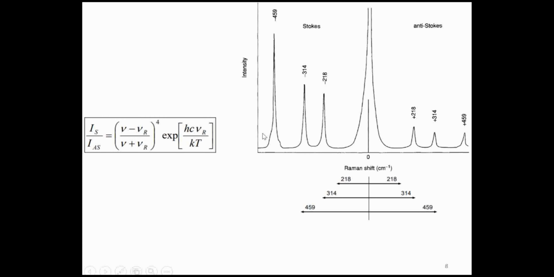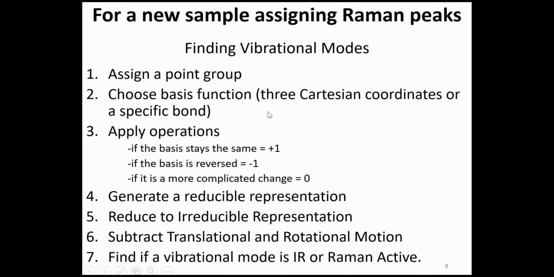So this is all about Raman scattering, two explanations of the same phenomenon, and then we'll go for a new sample: how to assign Raman peaks. If you want to assign, first find the vibrational modes. Okay, so assign a point group, choose the basis function. What you have to do is generate an irreducible representation, and then find out which vibration modes are Raman active, or Raman or IR active. Okay, so for assigning new peaks, I will present a detailed session later on. So we'll keep it to the basics only.